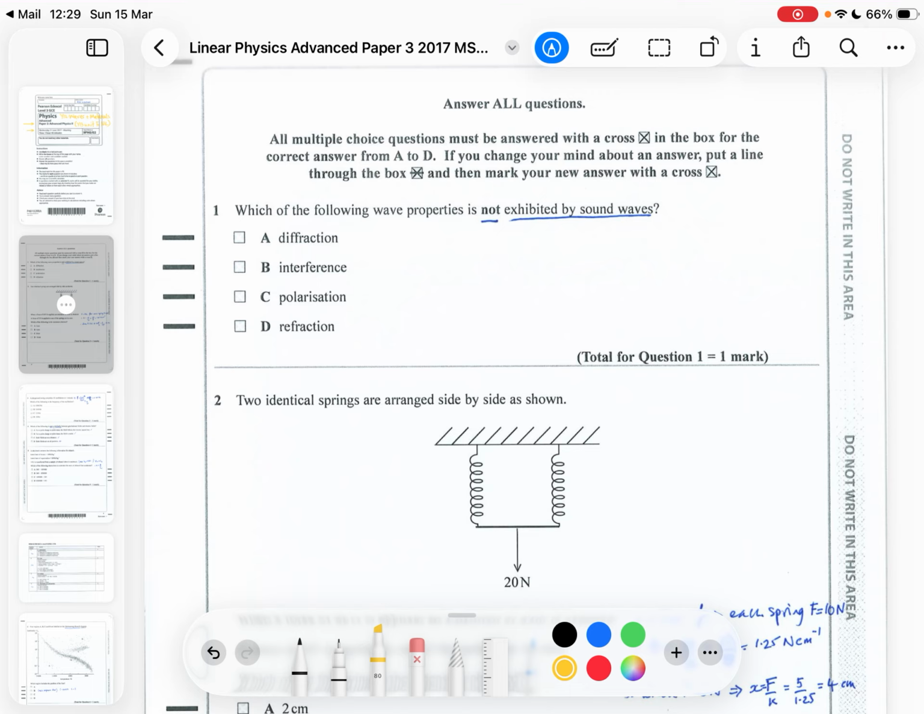Which of the following wave properties is not exhibited by sound waves? The sound waves are longitudinal, and longitudinal waves cannot be polarized.